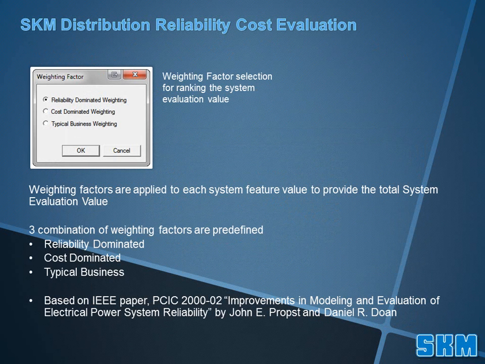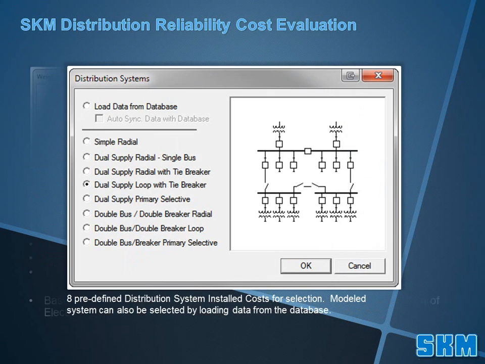Weighting factors are applied to each system feature value to provide the total system evaluation value. There are 3 combinations of weighting factors, which are predefined, that we can choose for each case. Reliability dominated and cost dominated are typical business choices. One can run the cost evaluation portion without running the reliability analysis portion, and vice versa. When one does so, there are 8 predefined distribution system installed costs to select from.